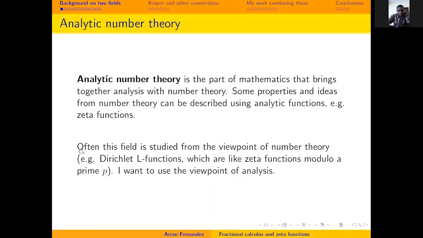Let me just say that often this field is studied from the viewpoint of number theory. For example, you have Dirichlet L functions, which are similar to zeta functions, but they're like zeta functions modulo a prime. And of course, when you take modulo a prime, that makes it more like number theory and less like analysis. But I'm an analyst. I want to look at this field, which is analysis and number theory together. I want to use the viewpoint of analysis.